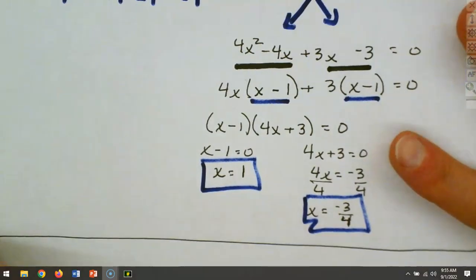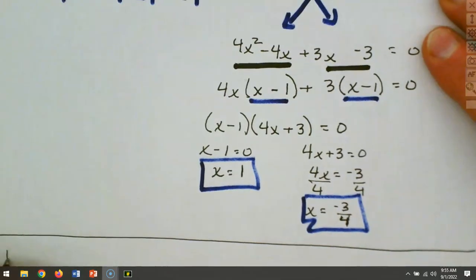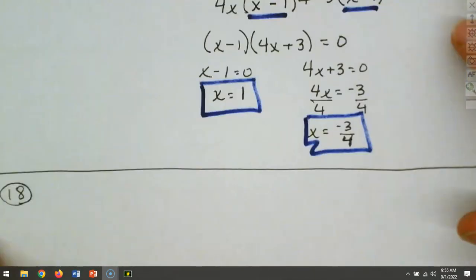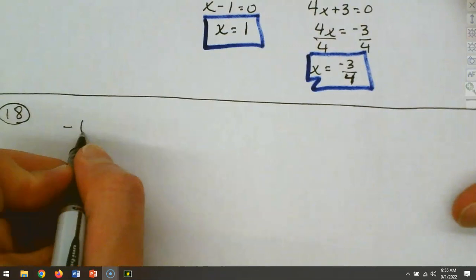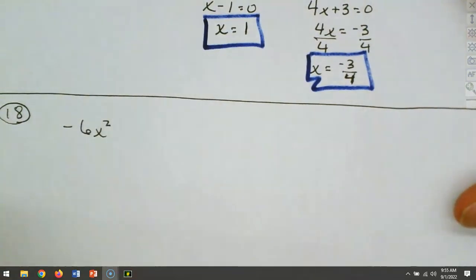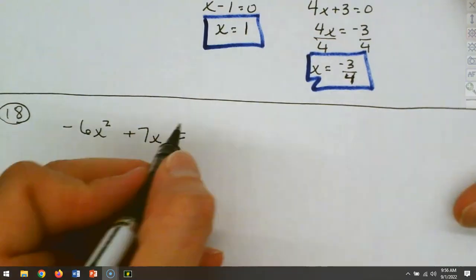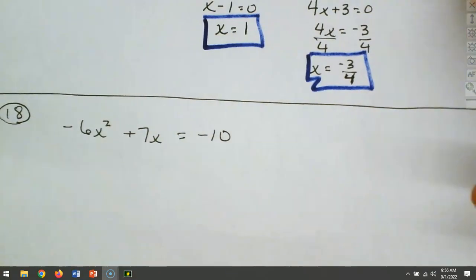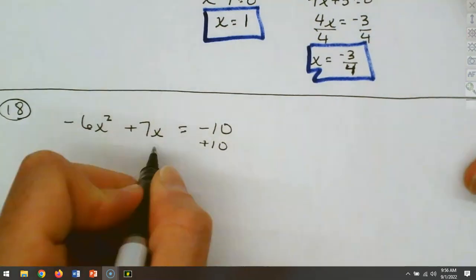Let's try another one of these. Question number 18. Let's look at 18. We've got a minus 6x squared plus 7x equals, again, a negative 10. So it's very similar to the last one. What's the first thing that we need to do? First thing that we need to do is add that 10 to make it equal to 0. So we'll do that.